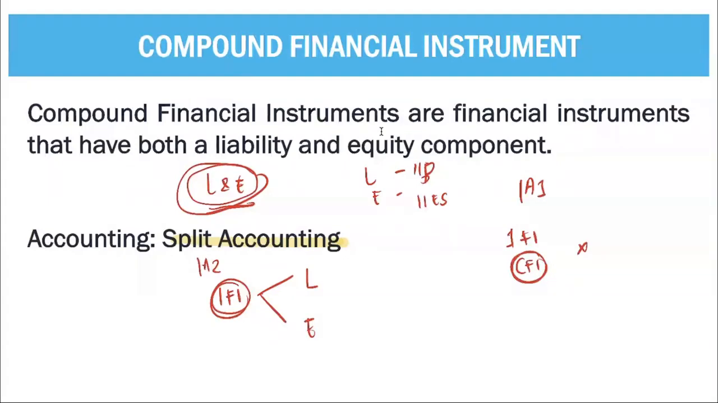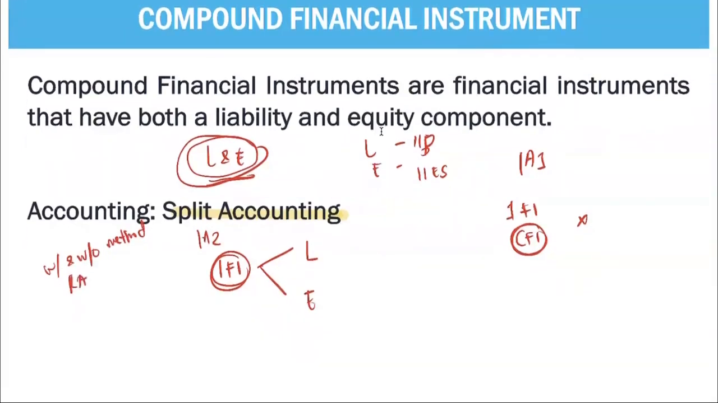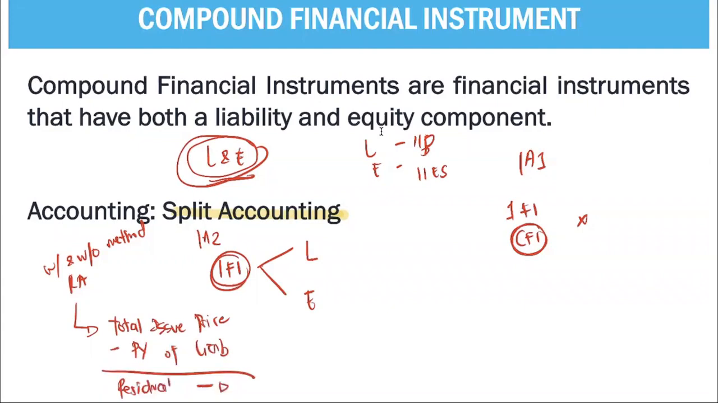We use split accounting. When we say split accounting, we do the with and without method or the residual approach. Sir, what is this with and without method? In this with and without method or residual approach, first we get the total issue price. Then out of your total issue price, we deduct the present value of the liability portion. That's why it's called residual approach. Any residual is given to your equity portion.